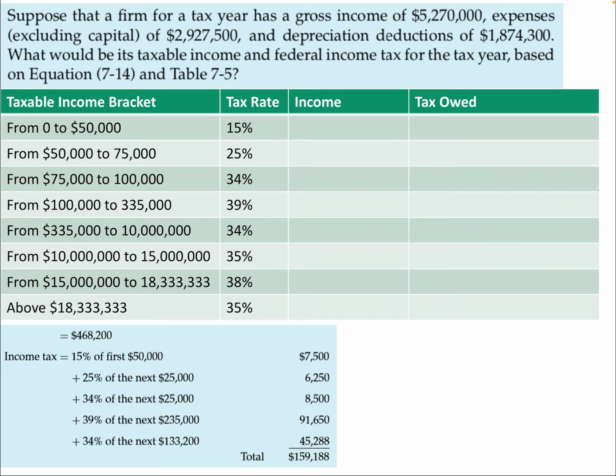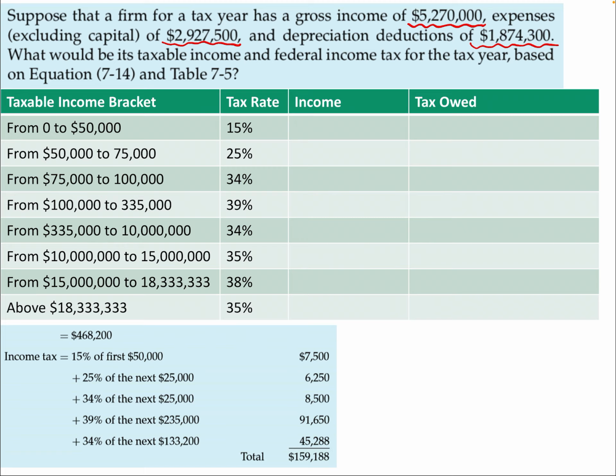So suppose that a firm for a tax year has a gross income of this number. So this is your gross income for that firm. Expenses are 2 million something, and the depreciation deduction is 1 million something. So what would be its taxable income and the federal income tax for the tax year?